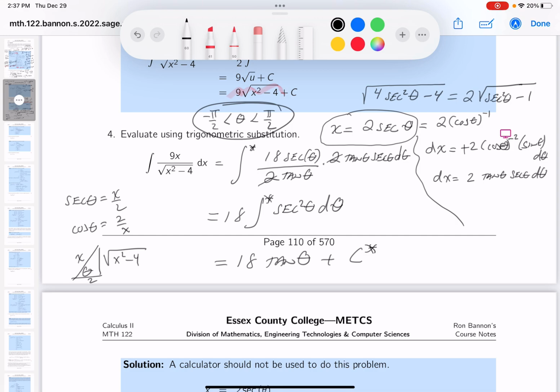And what do I want? The tangent. Let's write this down. 18. The tangent of theta would be the square root of x squared minus 4 over 2, plus a constant of integration. And what does that give me? 9 square root of x squared minus 4. Whoops. My plus c over there.